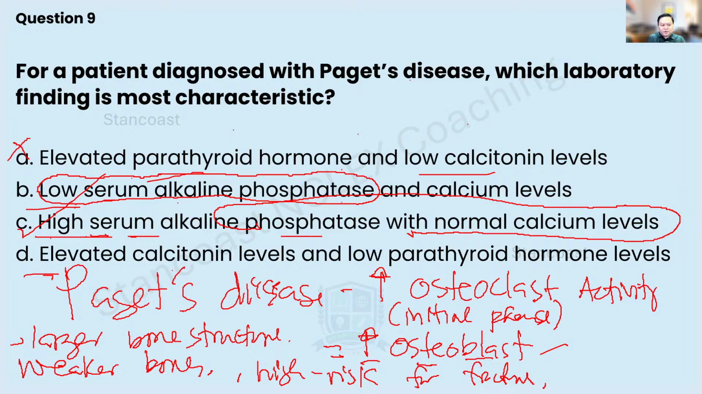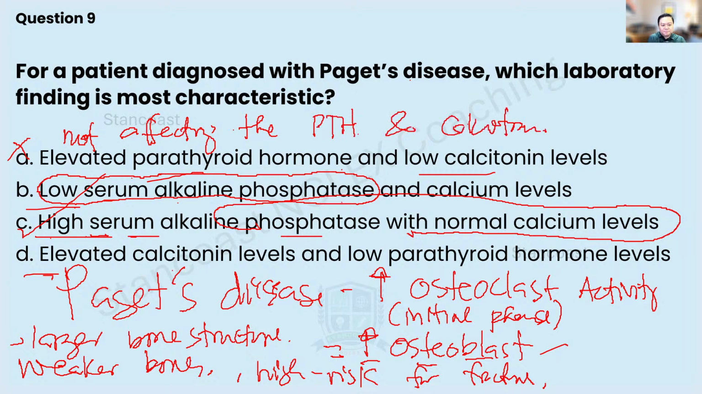Letter A is incorrect. The reason why it is incorrect is that Paget's disease does not affect the parathyroid hormone and also the calcitonin levels in this manner, okay? Not affecting the PTH and calcitonin. So this is going to be an incorrect option. What about letter D? Elevated calcitonin levels and low PTH levels. The same reasoning. It will not affect the PTH and calcitonin levels.